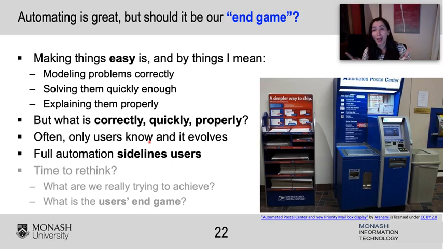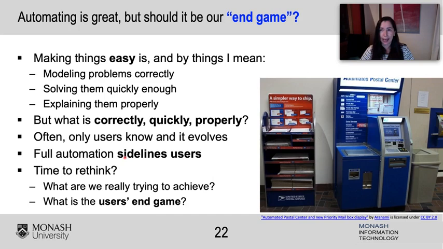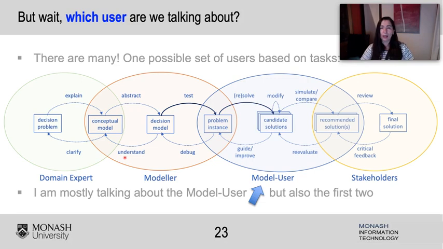Anyway, so from my point of view, is it time to rethink? What are we really trying to achieve? And what is the user's end game, right? If we're trying to do applications for our users, what is their end game? And then you go, what user are you talking about? Because there are many, right?